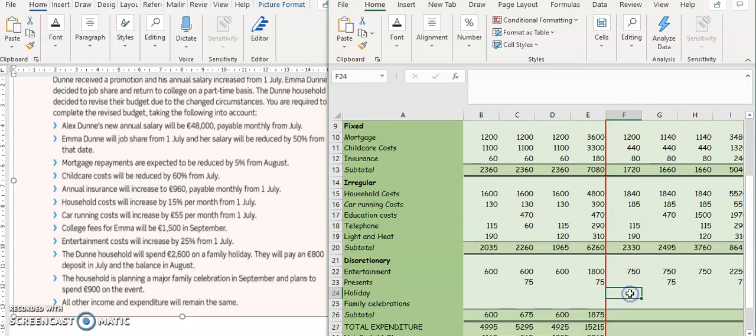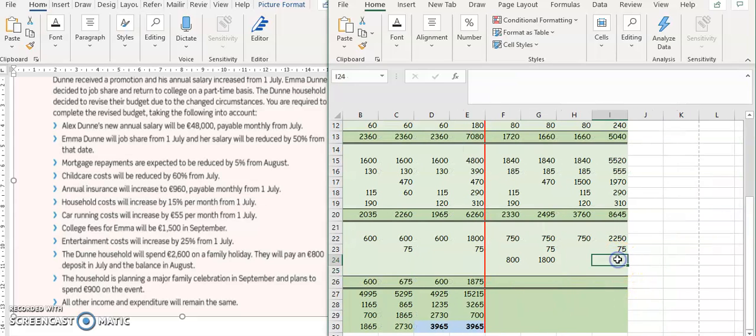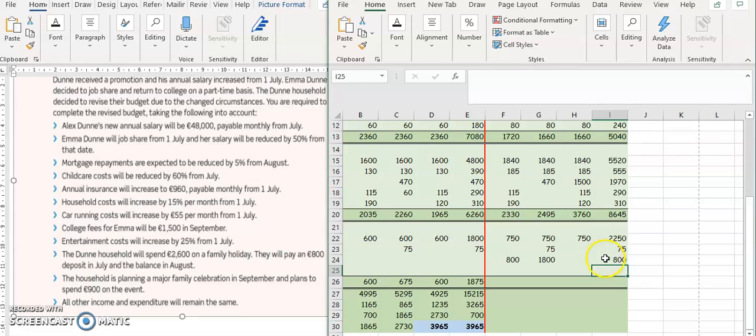Then our holiday, which you didn't have in the original budget, but now we have in the revised budget, we'll spend 2,600 on a family holiday. They'll pay 800 as a deposit in July. So in July, you're going to have 800. And then the balance is going to be paid in August. So what's left over is your 2,600 minus 800 because we paid 800 as part of our deposit. And when we add those two figures up, we should get the total amount for our holiday. So 800 plus 1,800 gives us 2,600, and that's what we have here.